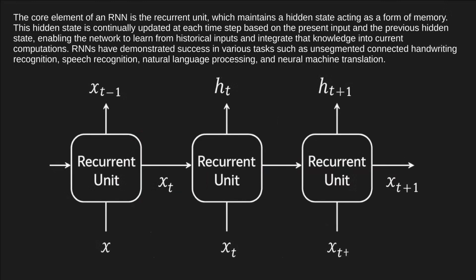The core element of an RNN is the recurrent unit, which maintains a hidden state acting as a form of memory. This hidden state is continually updated at each time step based on the present input and the previous hidden state, enabling the network to learn from historical inputs and integrate that knowledge into current computations. RNNs have demonstrated success in various tasks such as unsegmented connected handwriting recognition, speech recognition, natural language processing, and neural machine translation.